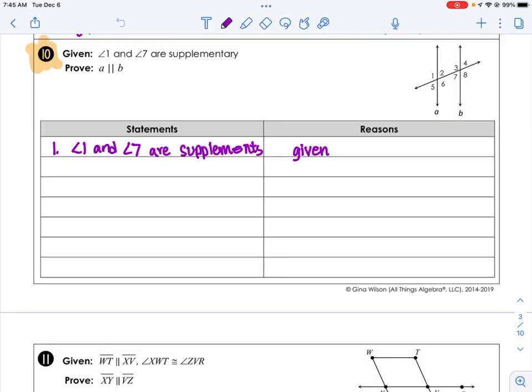So for this one, we've got angle 1 and angle 7 being supplementary. So that is these two. And we're supposed to prove that line A is parallel to line B. Okay, so let's use the fact that angle 1 and angle 7 are supplementary to go ahead and write an equation that says that their measures add up to 180.